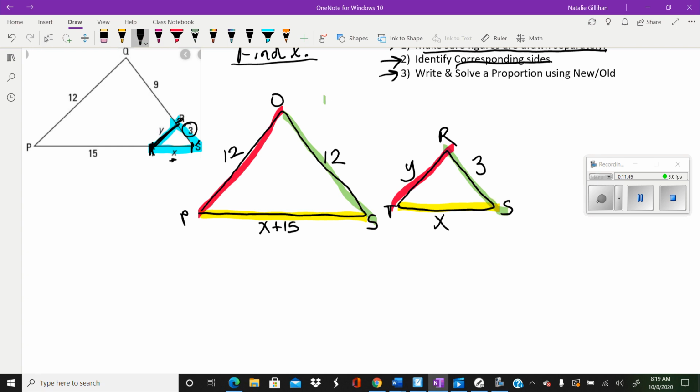Now, which one do we want to make new? I just tend to make the one on the right new and the one on the left old. It just keeps me consistent when I'm setting up my proportion. Whatever you want to do though, okay? So I'm looking for X.